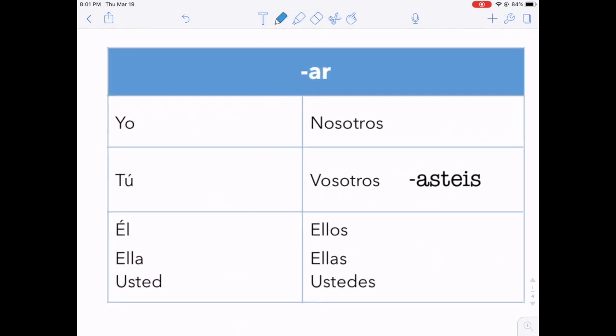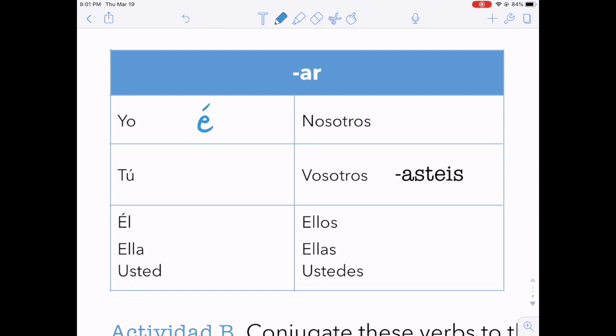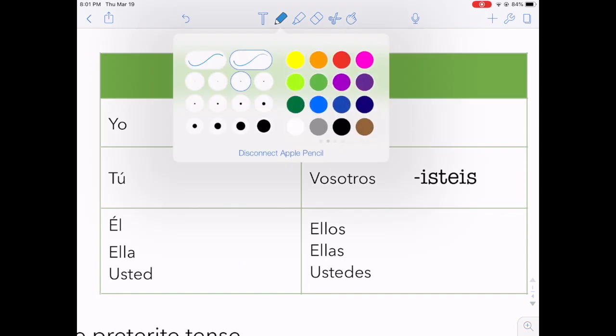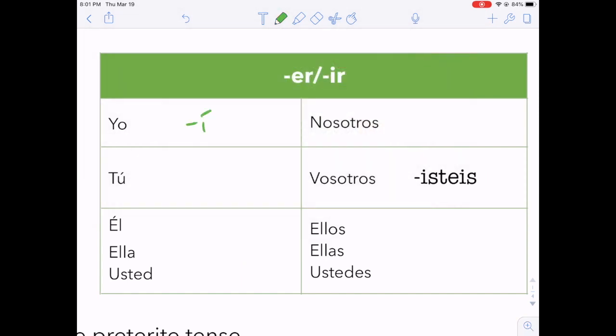So our regular AR endings are é, aste, ó, amos, asteis, aron. Our regular ER endings are the same as our regular IR endings, which are í, iste, ió, the accent is on the O, please, imos, isteis, ieron.